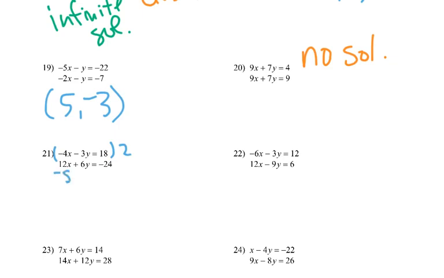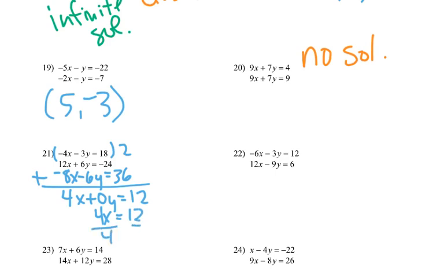I'd get -8x - 6y = 36. Then I could add them, giving me 4x + 0y = 24. Negative 24 plus 36 would be 12. So 4x = 12. Divide by 4. We get x = 3.